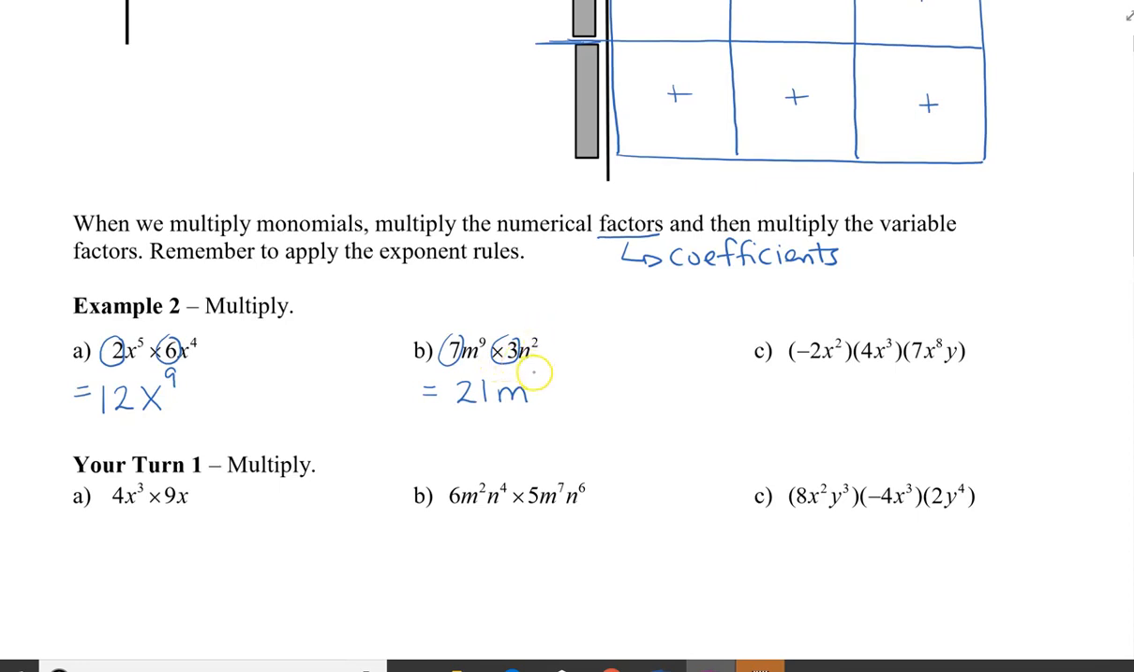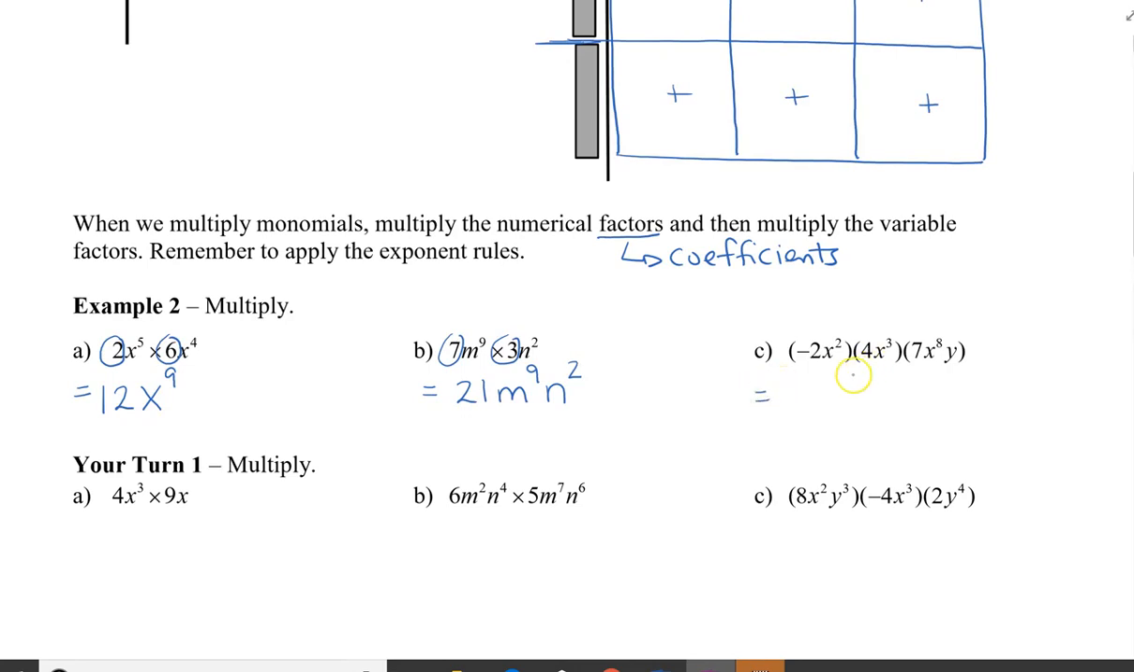So we're going to just write this as m to the 9 times n squared. So when we have variables that are not the same, we actually don't do anything with them, but we just place them multiplied beside our coefficient.